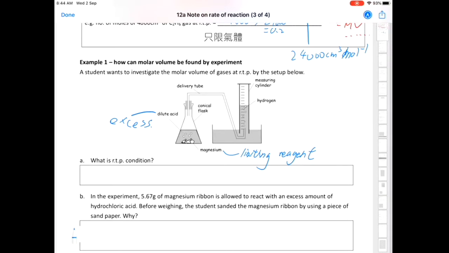What's the gas formed between magnesium and the acid? It's hydrogen. And then all the hydrogen will go inside another measuring cylinder, okay? This measuring cylinder is placed inverted so that the hydrogen will rise to the top, and then you can measure the volume of hydrogen inside the measuring cylinder.